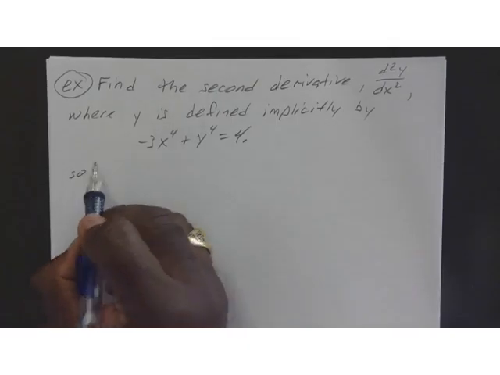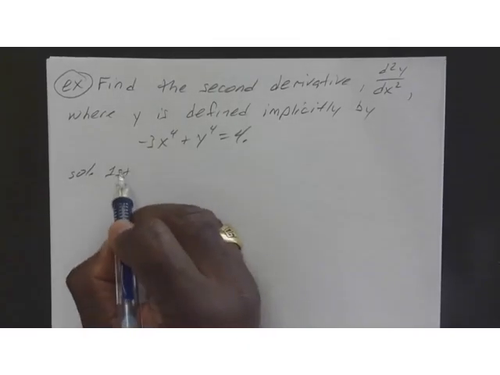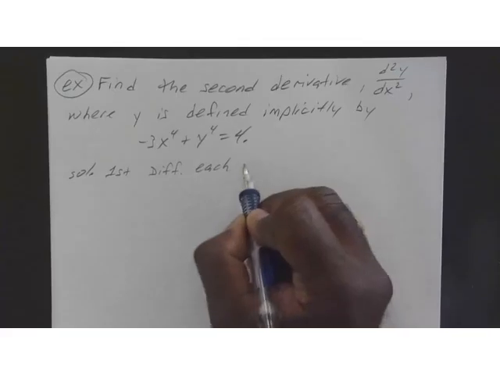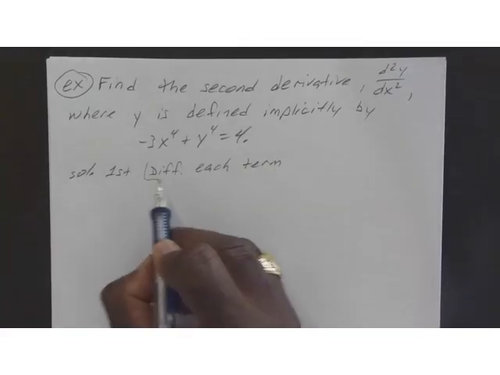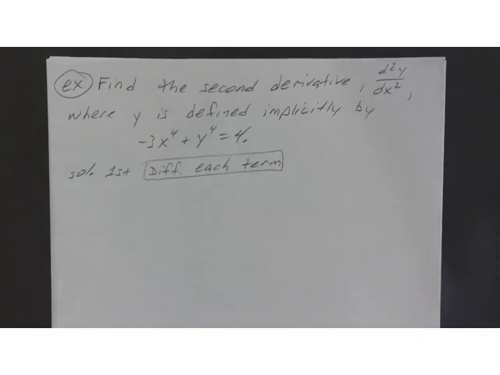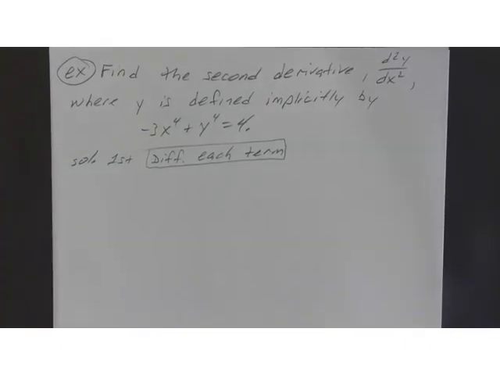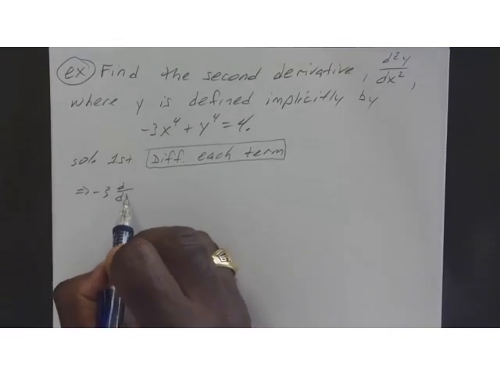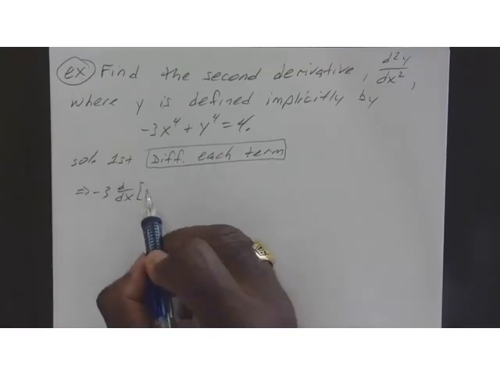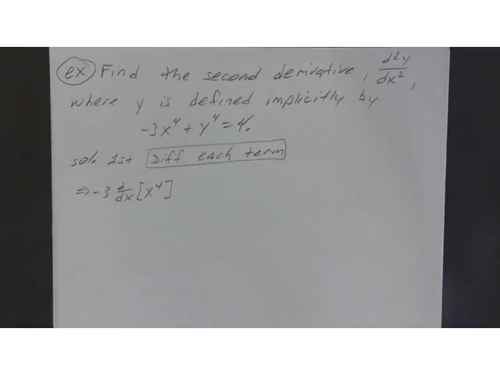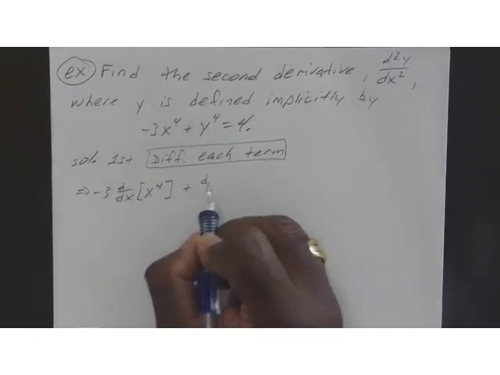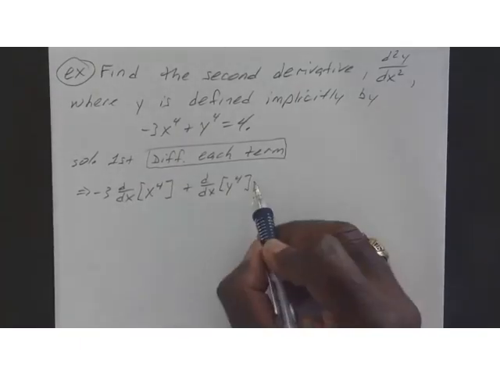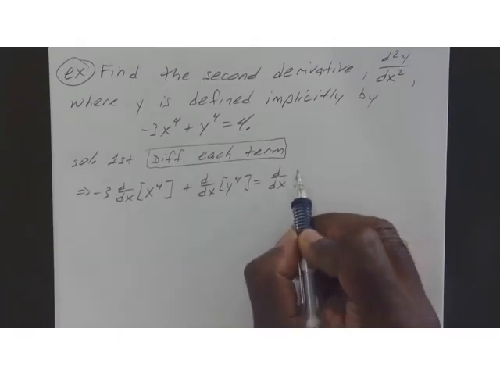Okay, so just like before, your very first step is you're going to differentiate each term. So that gives us negative 3 times the derivative with respect to x of x to the fourth power, plus the derivative with respect to x of y to the fourth power is equal to the derivative with respect to x of 4.